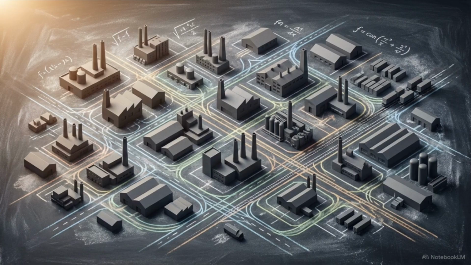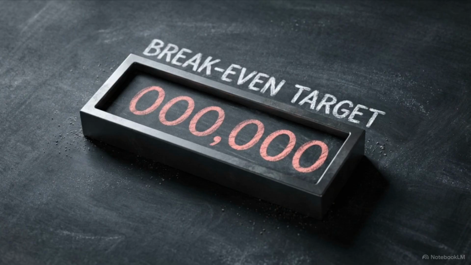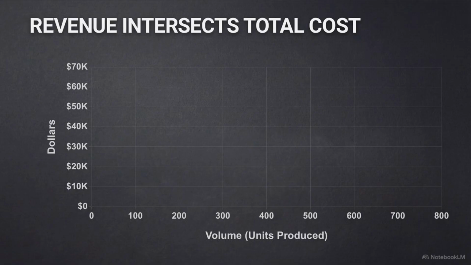We can transition from unit economics to total operational scale to pinpoint the exact moment a company stops losing money. This is the break-even point. Measured in units, it is the precise number of products a company must sell to cover all production costs. Measured in dollars, the break-even point is the exact amount of sales revenue required to cover both total variable and total fixed costs. We can visualize this on a Cartesian plane.